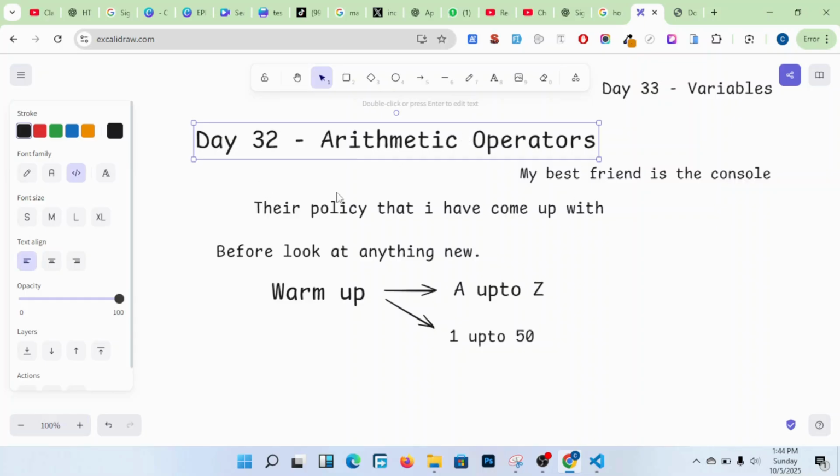Before you look at what you're going to cover today, we are going to first do a warm-up, okay? I'll be suggesting the warm-up, I'll be giving it to you. Tomorrow is going to be a different warm-up, even the next day is going to be a different warm-up, depending on what we have looked at in the previous class, okay? So members, I want you to do a warm-up of A up to Z and a warm-up of 1 up to 50. Are you ready?